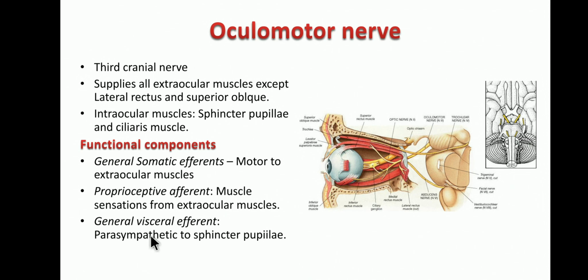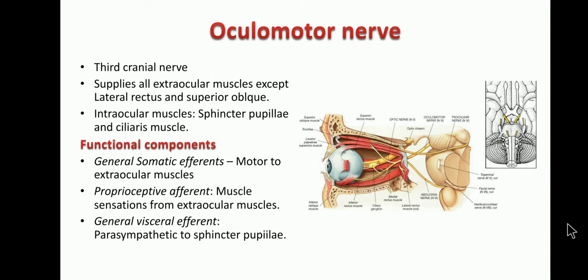Okay. The general visceral efferent is actually your secretomotor fibers. Okay. Parasympathetic fibers. So that is mainly these fibers, they relay in the ciliary ganglion which you see here, and from there through the nerves emerging from the ganglion, they will pierce the eyeball and supply the sphincter pupillae muscle and the ciliaris muscle. So both are responsible for accommodation. So sphincter pupillae actually constricts your pupil. And the ciliaris muscle also adjusts your iris.